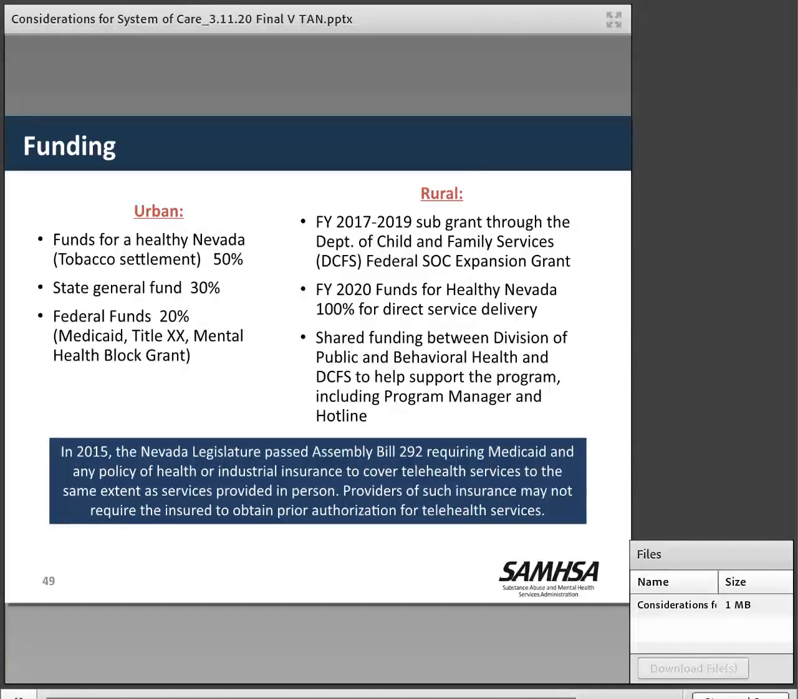Funding in Nevada: we have some braided funding. We have funding coming from Healthy Nevada, which is our tobacco settlement funding, some state general funding, and then we are able to bill Medicaid and use some block grant funding to fill in some of those gaps as well. The rural teams were started and funded initially through our System of Care expansion grant, and then in fiscal year 2020, they were able to sustain by accessing the Healthy Nevada funds as well.